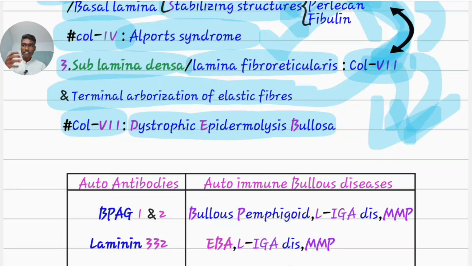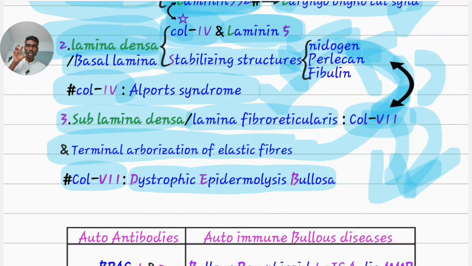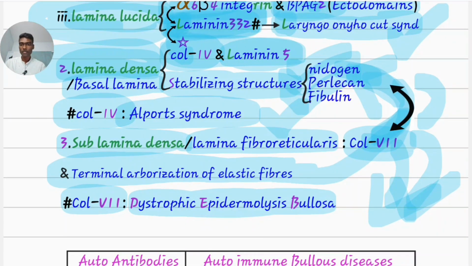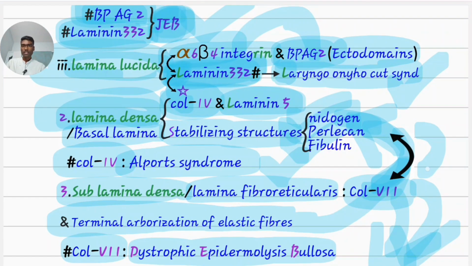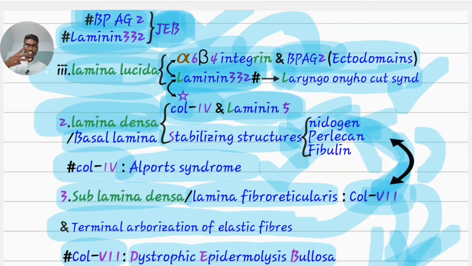Which defect causes which disease you should have at your fingertips. When you get a question on the disease, first you have to write what is the main cause of the disease from here, from the basic question. Now we will revise the 3 defects. First most defect, epidermolysis bullosa simplex. S for simplex, S for superficial most structures. What are those? Keratin 5, 14, plectin, BPAG 1.